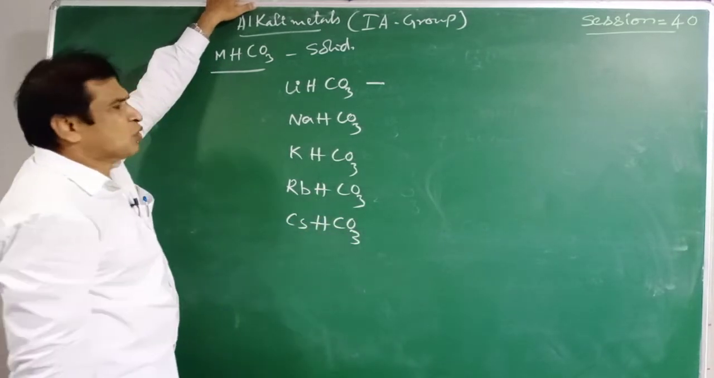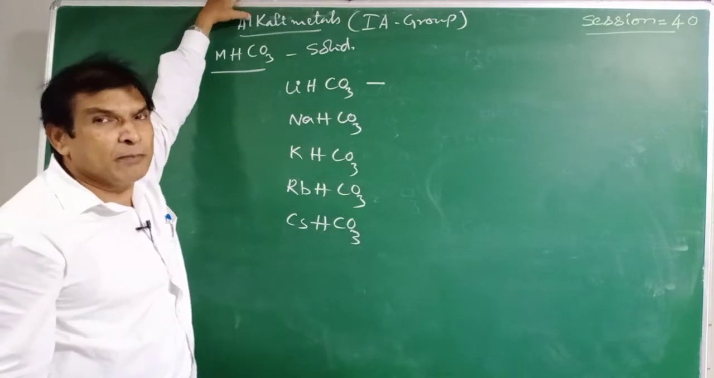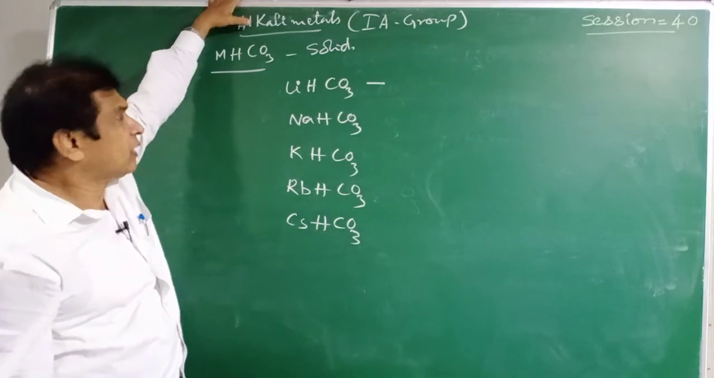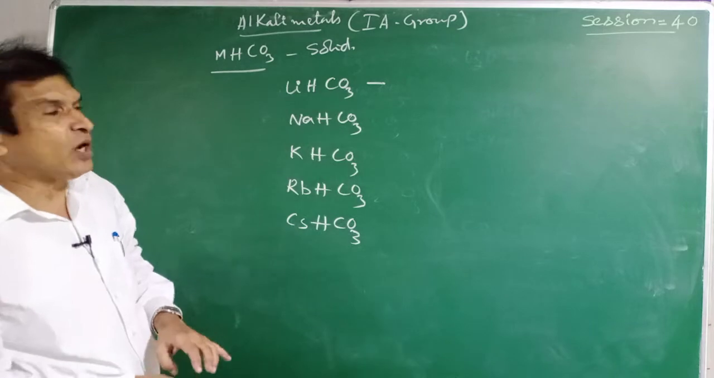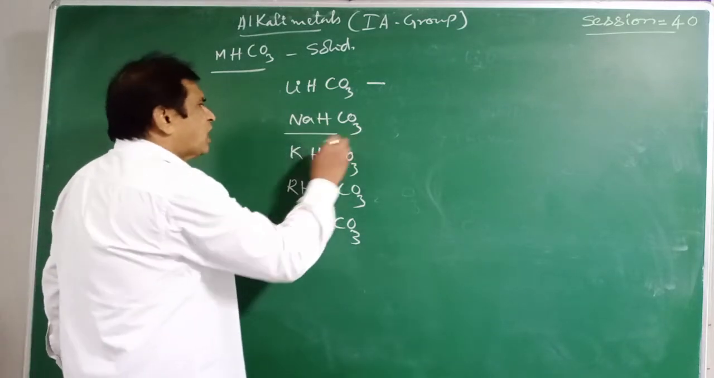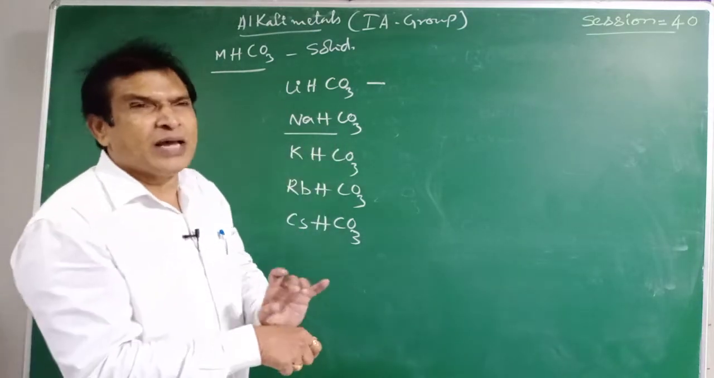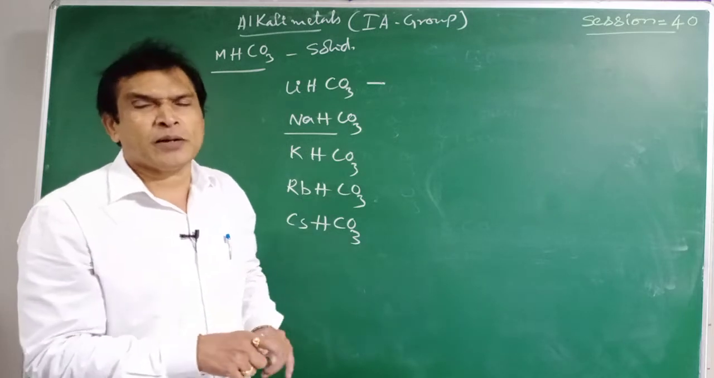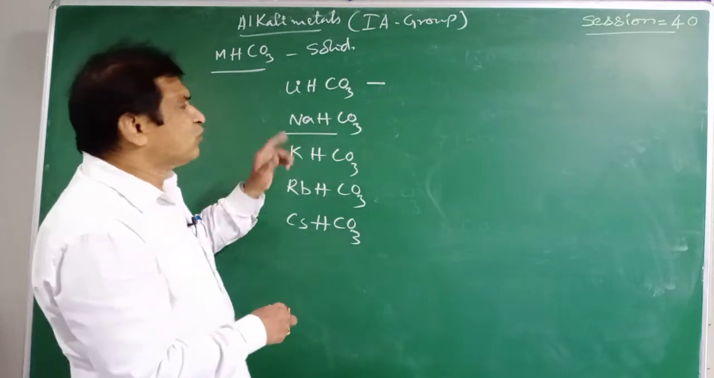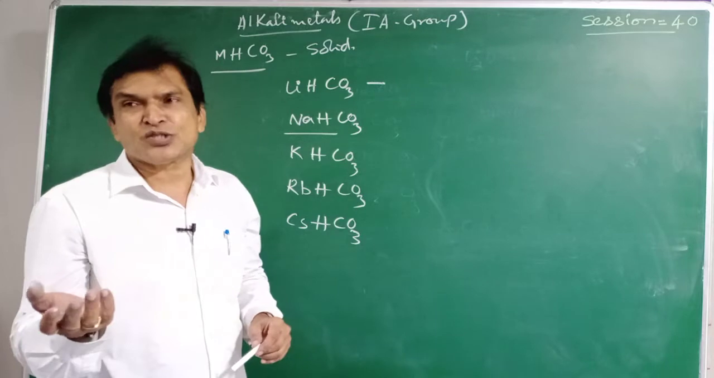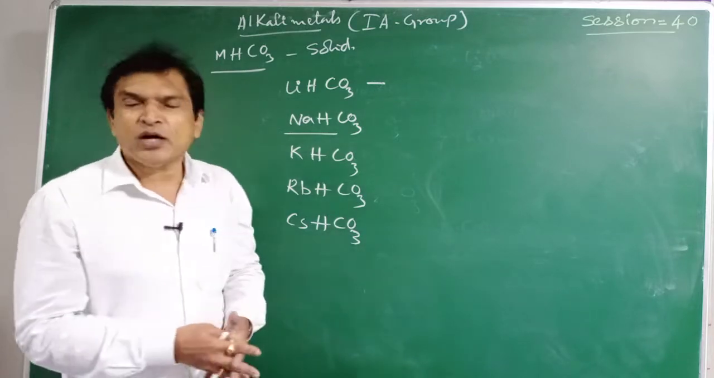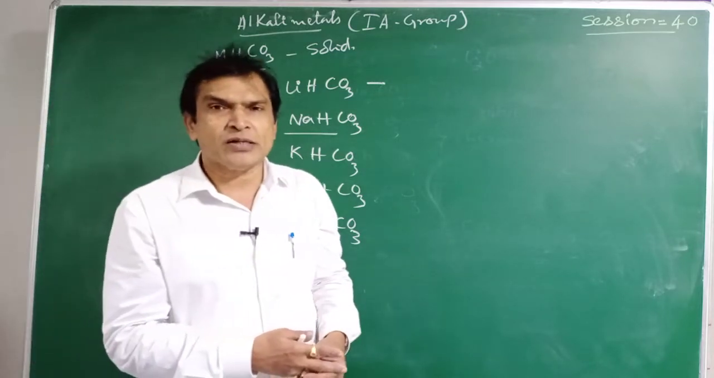So the alkali metals can form solid bicarbonates, and we know that sodium bicarbonate, commonly known as baking soda, is available as a solid only. So that means the bicarbonates of alkali metals are solids.